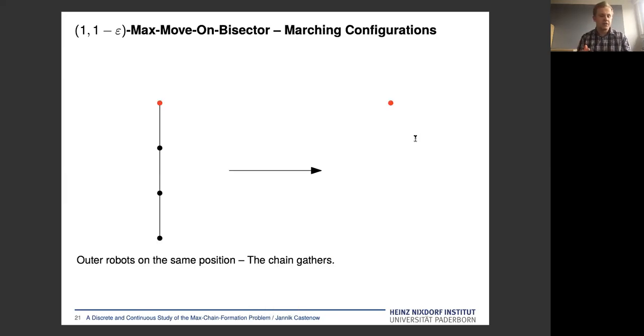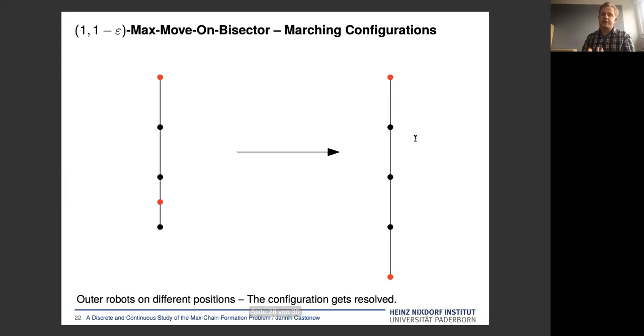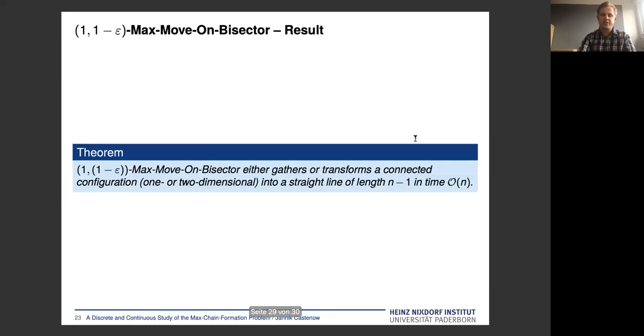And this has two effects. In case of marching configurations, now the chain gathers because the inner robots are faster than the outer robots. And some of these marching configurations even get resolved. And in total, we get an upper runtime bound of O of n for a slightly different strategy than I have introduced here, but I don't have enough time now.